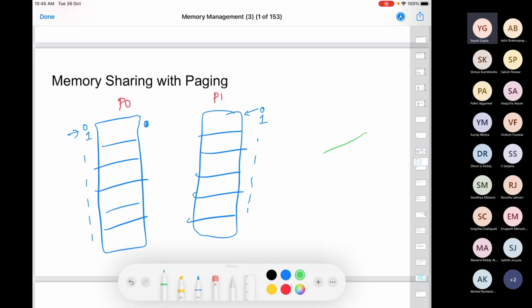Now, let us say you have this array. Let's say the size of this array is equal to the size of one page. Let's say one page is 4 kilobytes. So let's say you have an array which takes 4 kilobytes. It fits in one page. So how can both these processes share this array?